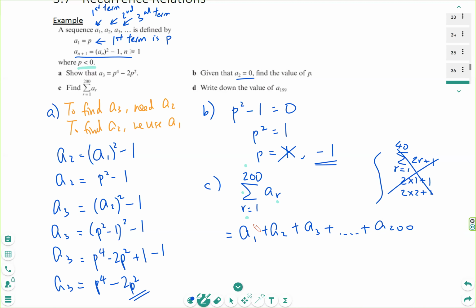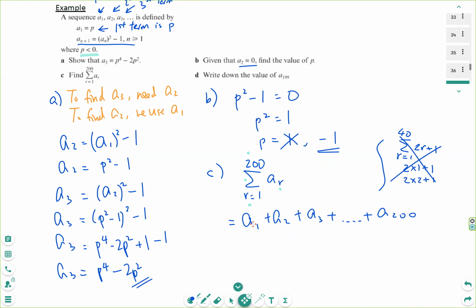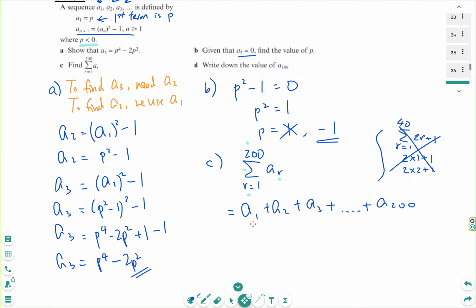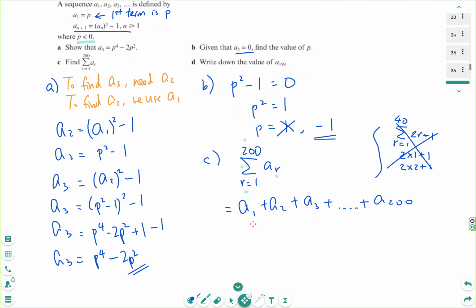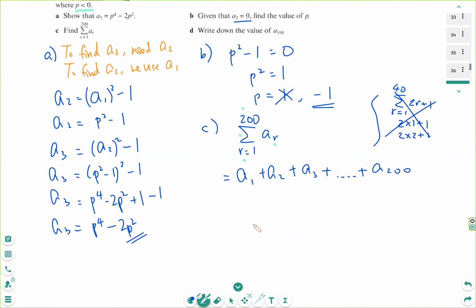Now, you might be wondering, how do we work out A1, A2, A3, A4? That's a lot, isn't it? Well, usually there's a pattern. They're not going to ask you to work out every single one of them. So why don't we work out one by one? What's A1, A2, A3, etc.?